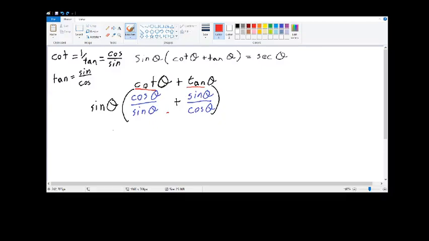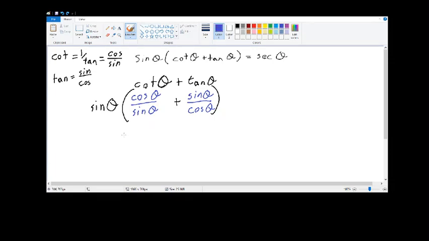Again, you can decide to set these to have the same denominator, add them together, and then continue the work that way. But me particularly, I'm seeing this as sine, as there's a sine, there's a sine, there's a sine. Now it's more conducive to actually combine together.